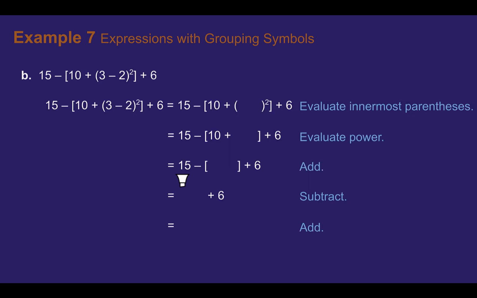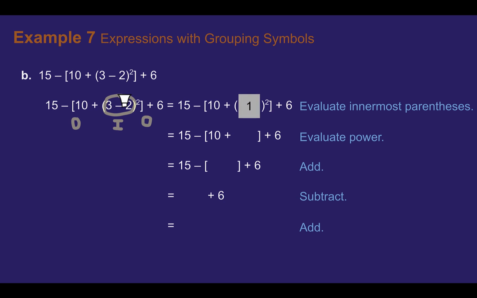Part B, we're given another example. This time we have some brackets and some parentheses. So first we're going to evaluate our innermost parentheses. So we need to simplify this first because these parentheses are inside. Here's our inside parentheses, and then these are our outside parentheses. So we're going to evaluate the inner ones first. 3 minus 2 is 1.